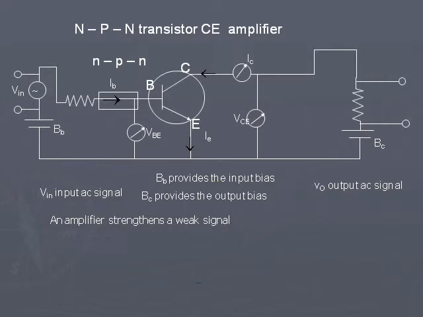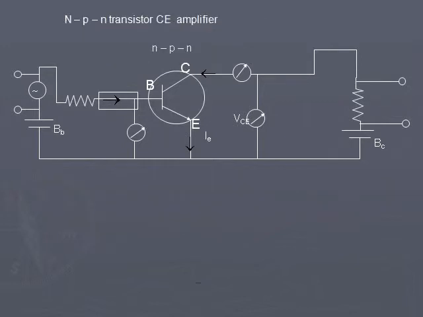Now this signal will be amplified and given out as VO, that is the output signal. That is also an AC signal. But VO will be very strong compared to Vin. Output signal VO will be very strong. It is the signal obtained by amplifying Vin. Input voltage is amplified and given out as VO. Now this is done as follows.